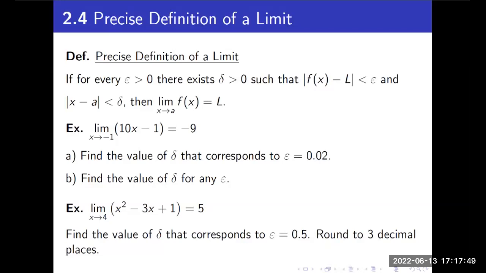Right, you guys, let's check out those examples. All right, now that we know the precise definition, we'll look at these.